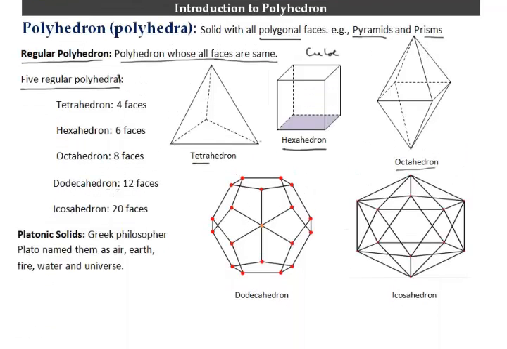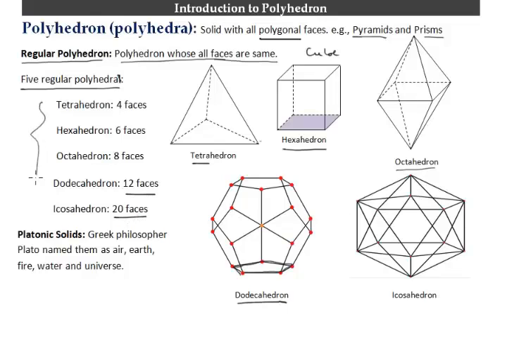Another regular polyhedron possible is dodecahedron. That is, there are 12 faces altogether here, and each of these faces is like this. Each of the faces is a regular pentagonal face: 1, 2, 3, 4. So there are altogether 12 faces here. It is called dodecahedron. And another regular polyhedron which is possible has 20 faces, which is called icosahedron. So it has 20 faces.